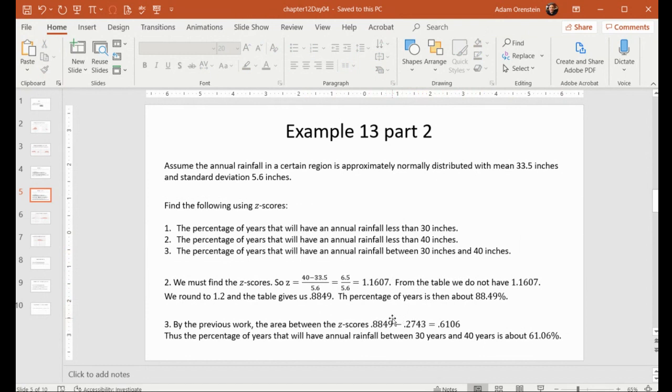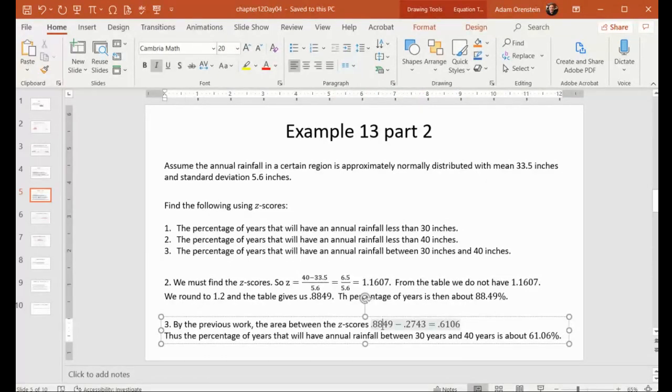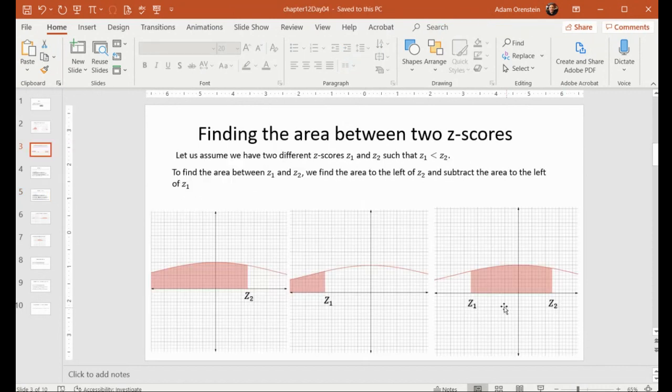We're just subtracting. Remember, this is the area to the left of 40, and this is the area to the left of 30. You want the area between. That's what I was trying to show you. It's almost like Z1 would be the z-score for 30, and Z2 would be the z-score for 40. So Z1 would be negative 6.25, and Z2 would be 1.16, I think it was. But to get the area, we have to subtract, and that's what we're doing.